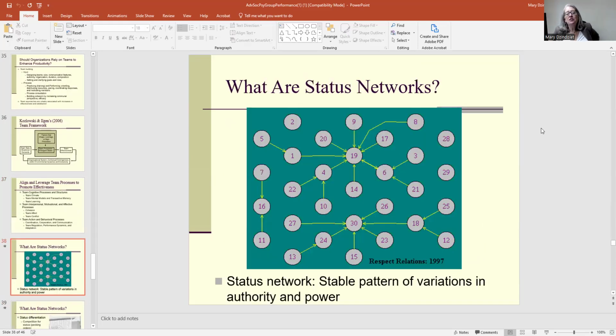Now, your textbook also talks about networks, and I don't want to spend too much time on this. In fact, we're going to end with this, but I did want to bring up what some of the networks are. So we've got some status networks.